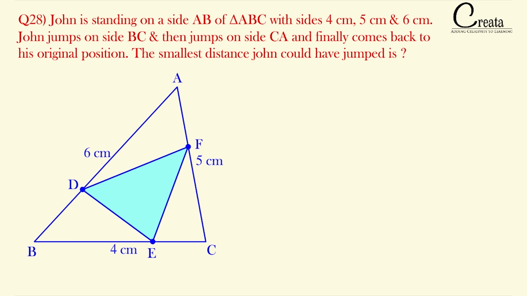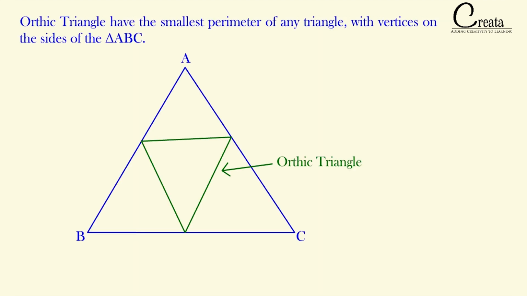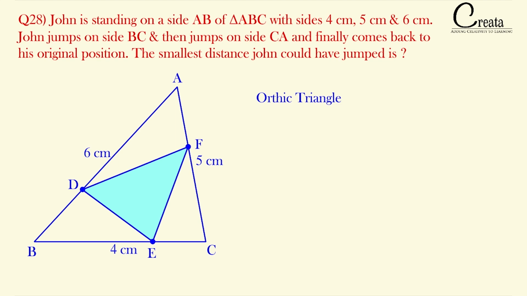Are you able to correlate this with the fundamental of the orthic triangle? In the orthocenters, we have done the fundamental of the orthic triangle. And we have studied the property that the orthic triangle has the smallest perimeter of any triangle with vertices on the sides of the triangle. So we have to find the perimeter of this orthic triangle DEF.